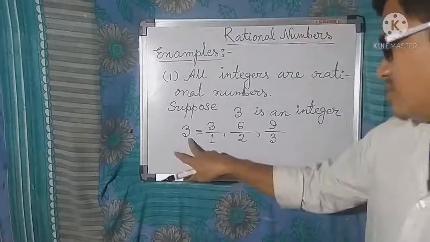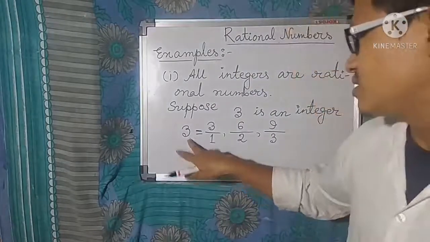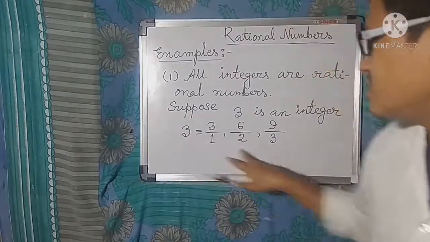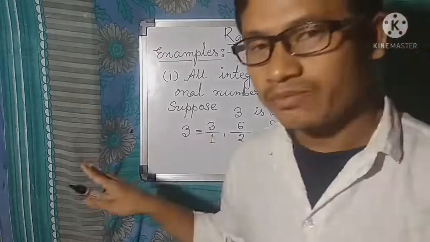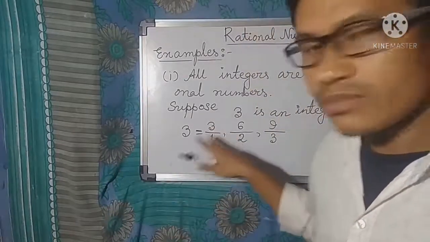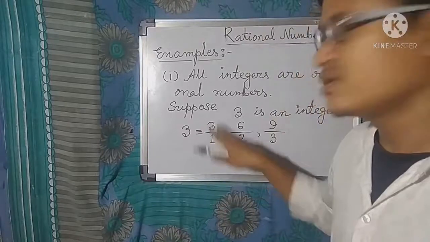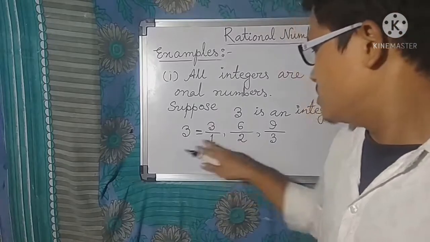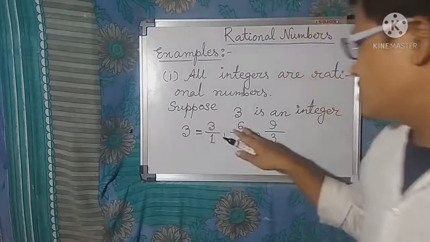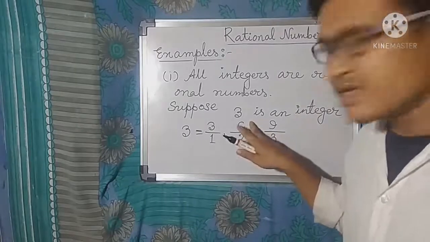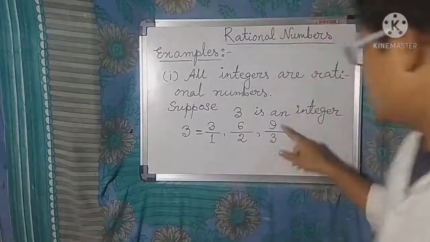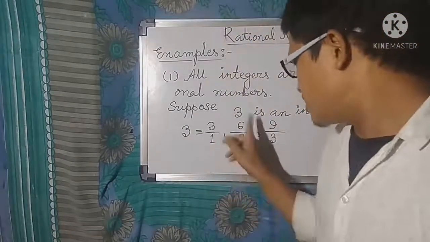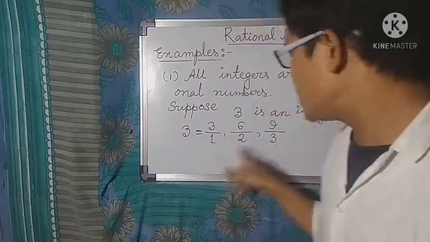So a single number, that means 3, a single integer. 3 is an integer. So this integer can be written in the form of p by q. In the first form, you can see 3 by 1. 3 is an integer, 1 is also an integer. That's why p by q. Again 6 by 2. 6 is an integer, 2 is also an integer. 9 by 3. 9 is an integer, 3 is also an integer. That's why these are the p by q forms of 3.